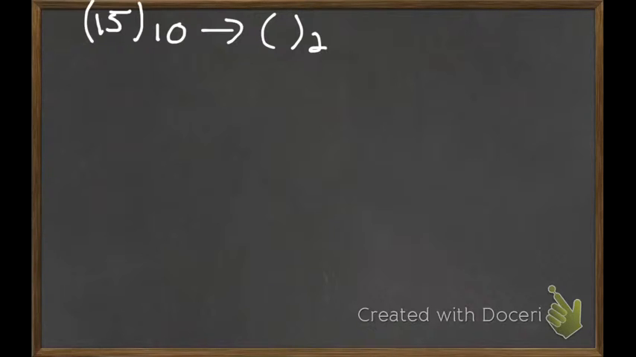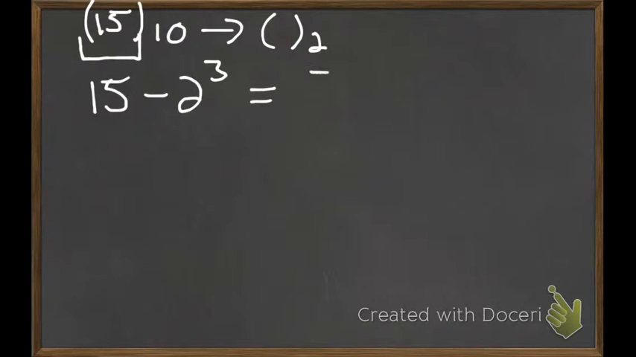So the method for that is you want to try to find a power of 2 that is less than this number. So for example, let's go through some of the powers of 2. We know 2 to the 2 is 4, 2 to the 3 is 8, and 2 to the 4 is 16. So since 2 to the 4 is 16, 16 is greater than 15, so we want to take the previous power of 2 and subtract it from the decimal number. So we're going to do 15 minus 2 to the 3. So it's 15 minus 8, which is equal to 7.